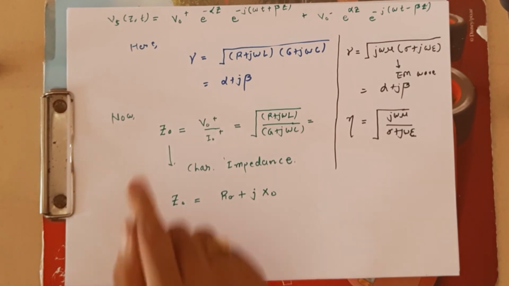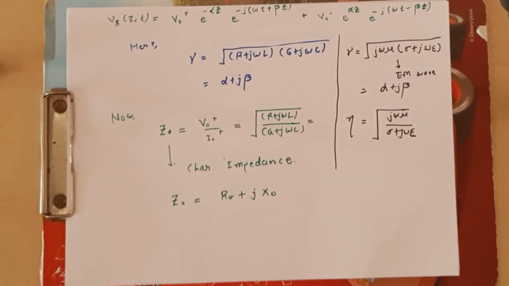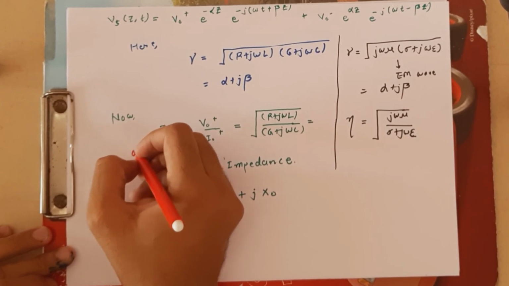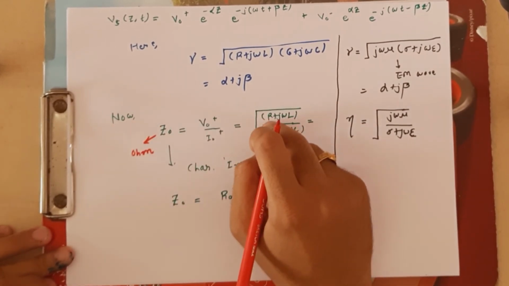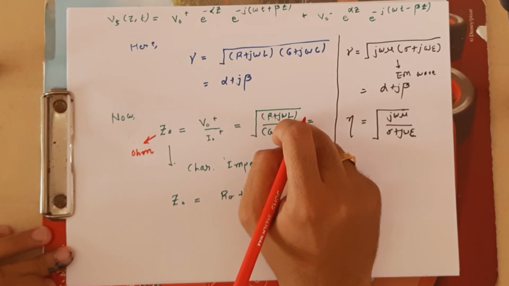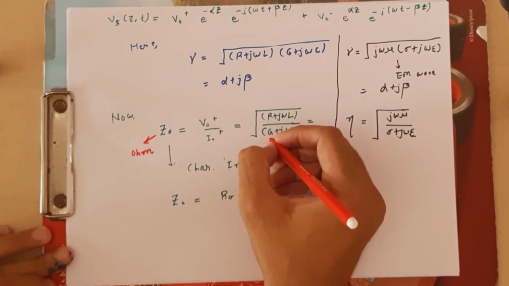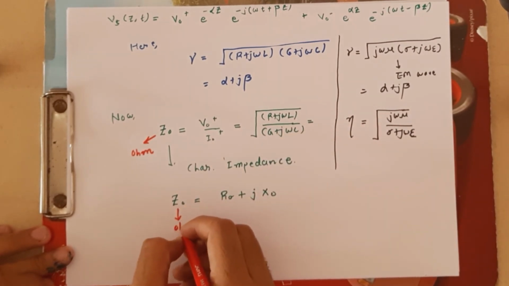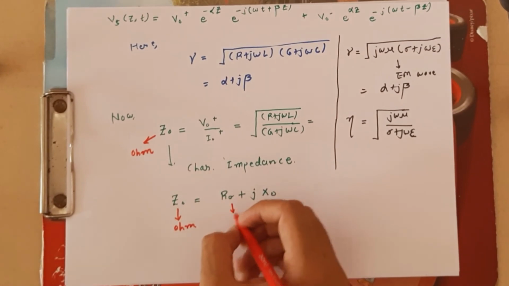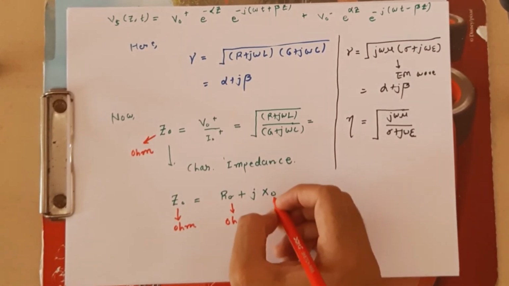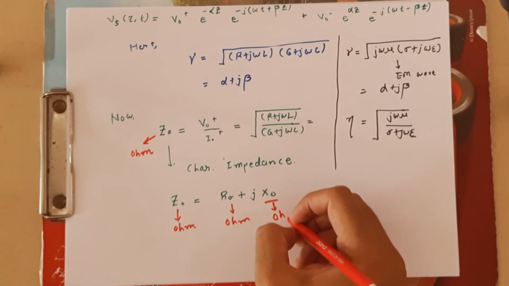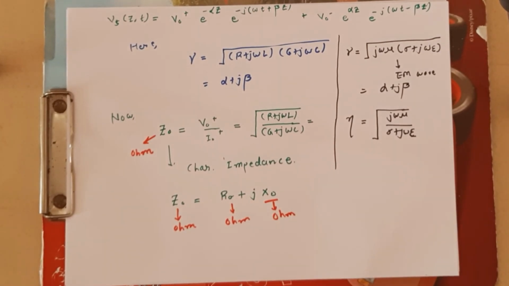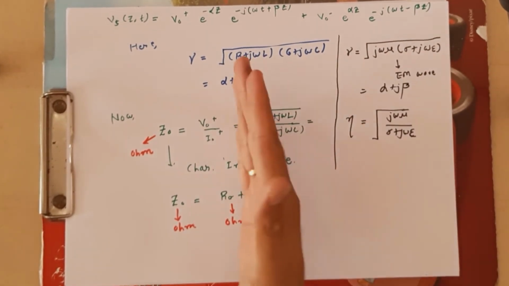What is the unit of Z? Keep in mind one more thing, unit of Z is ohm. But what is the unit of R? Ohm per meter. Unit of L, Henry per meter. Unit of G, mho per meter. Unit of C, Farad per meter. But unit of Z0 is ohm. That is why unit of R0 is also ohm. Unit of X0 is ohm. So this characteristic impedance has two parts. First is a real part and second is imaginary part. We have to just do the comparison like that.